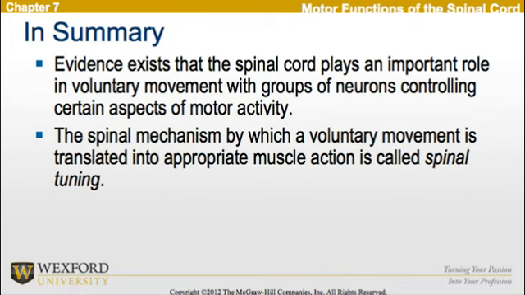In summary, evidence exists that the spinal cord plays an important role in voluntary movement with groups of neurons controlling certain aspects of motor activity. The spinal mechanism by which a voluntary movement is translated into an appropriate muscle action is called spinal tuning.